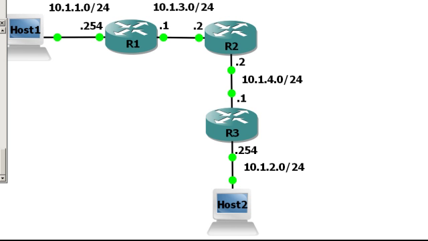Today we'll be configuring static routing, and in this environment we have two hosts, host 1 and host 2, that need to be able to ping each other. We also have three routers, and the routers are just configured with IP addresses but nothing else. So basically we'll be configuring static routes everywhere, making sure that the hosts can reach each other.